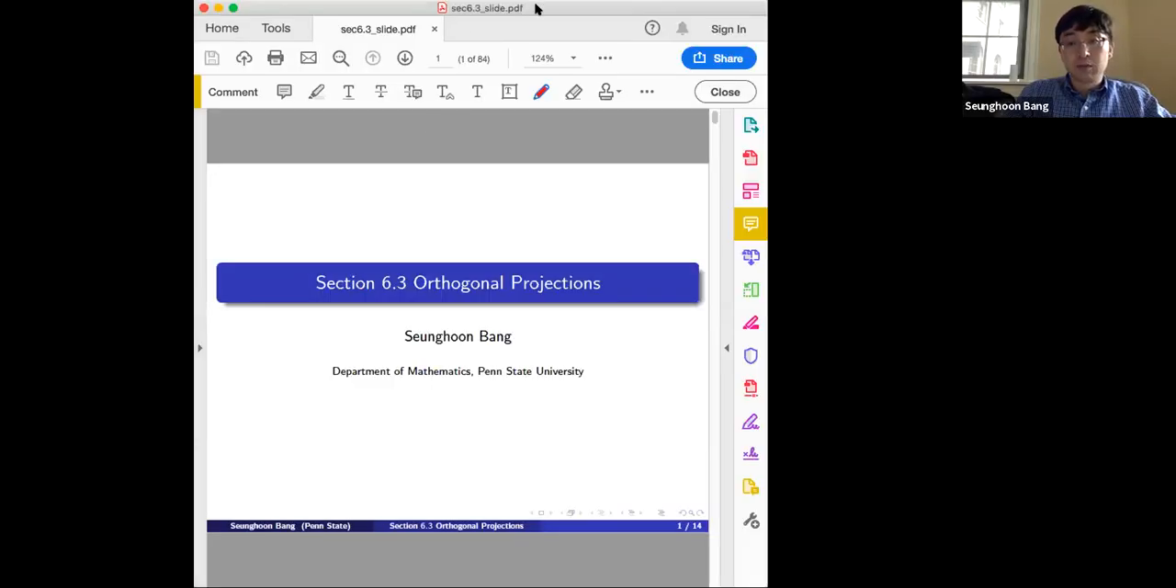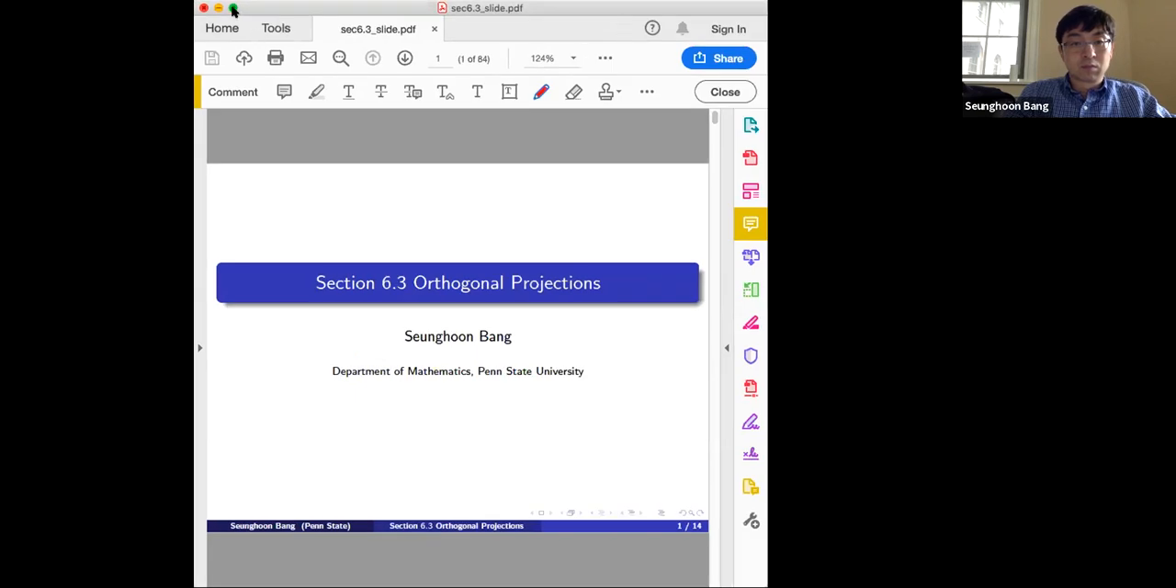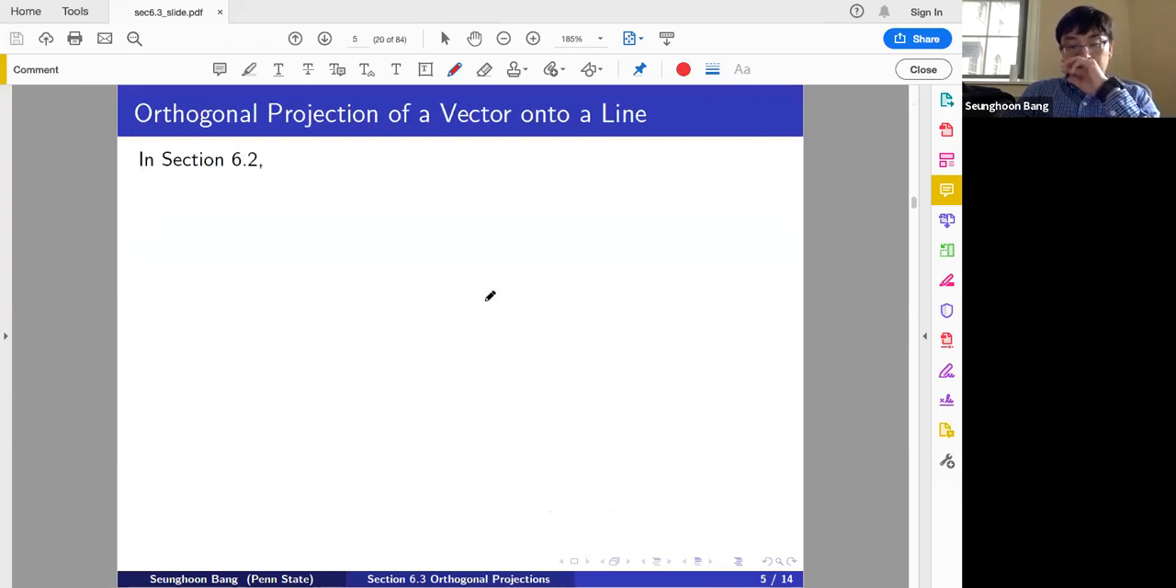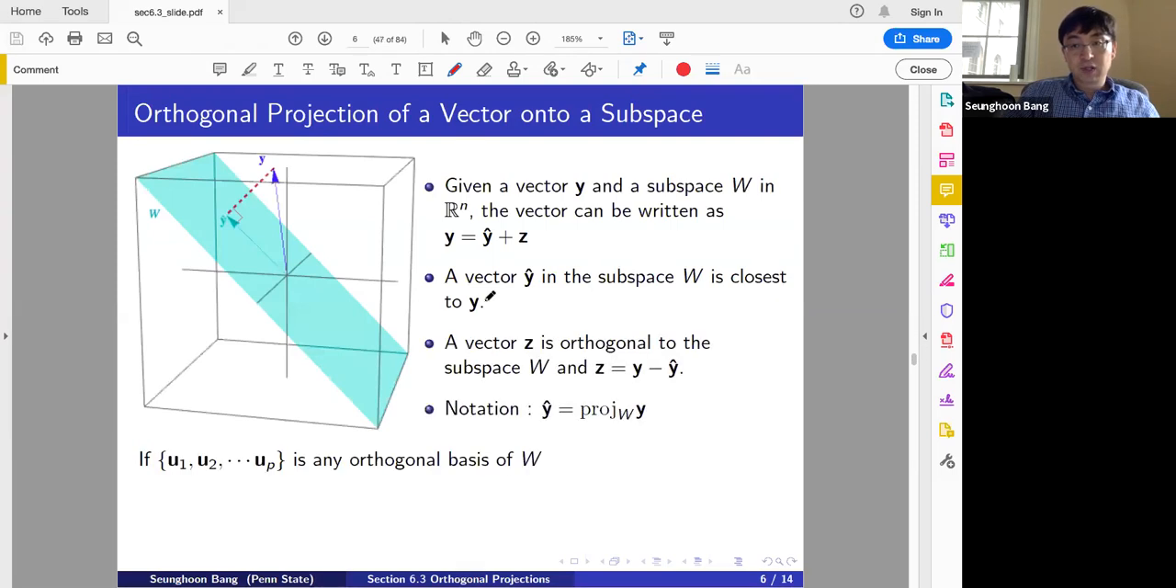Okay, I want to give the lecture of the remaining part of section 6.3, the orthogonal projection, because I didn't finish this lecture today. I explained everything today, and then I'm going to go over slide 10.